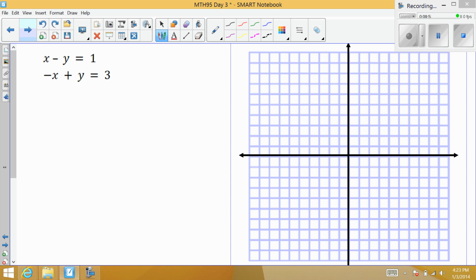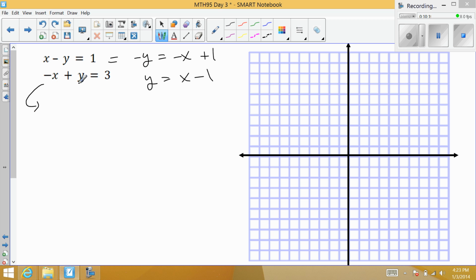Okay, so one other, I think this one's also a special case. To graph both of these, how about just a change of pace? I'm going to rewrite these in slope-intercept form. So I'll subtract the x to the other side, gives me negative y equals negative x plus 1. Dividing by negative 1 would give me y equals x minus 1 for my first equation. In this one, if I solve for y to get it in slope-intercept form, I'll add x to both sides, and that gives me y equals x plus 3.